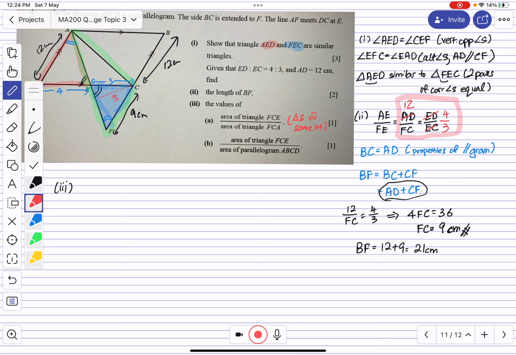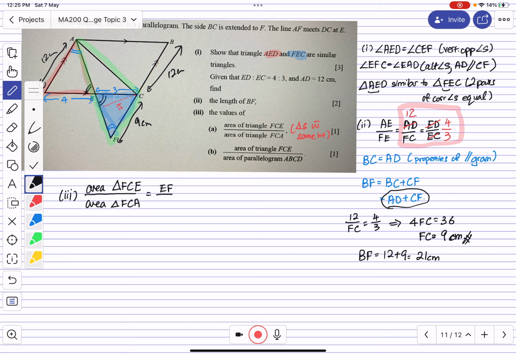With that, what you will see is just the ratio of the area. Because they have the same height, the area is just the ratio of the base. The area of triangle FCE over the area of triangle FCA will just be the ratio of the base, which is EF over AE.